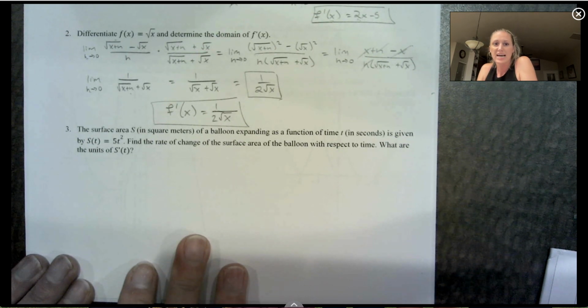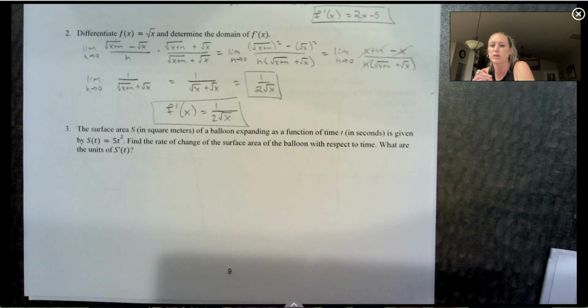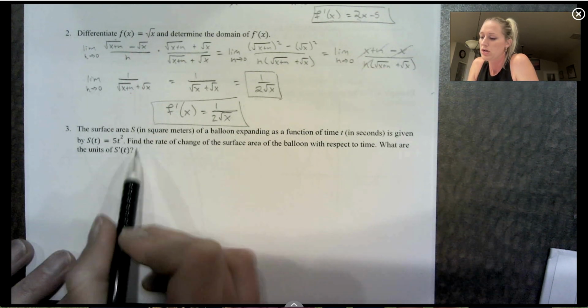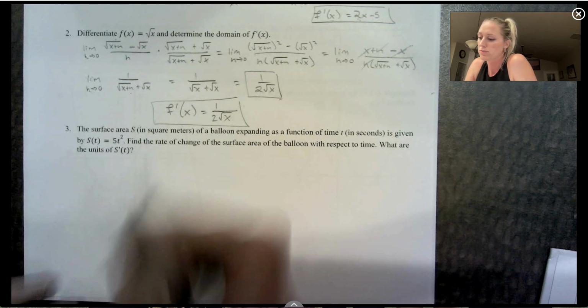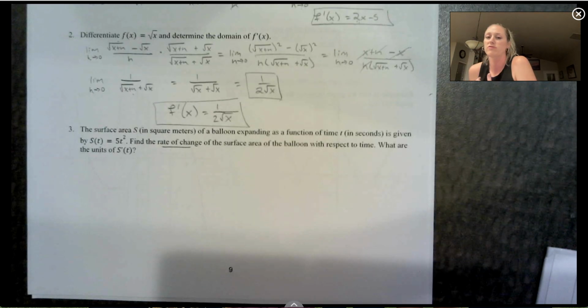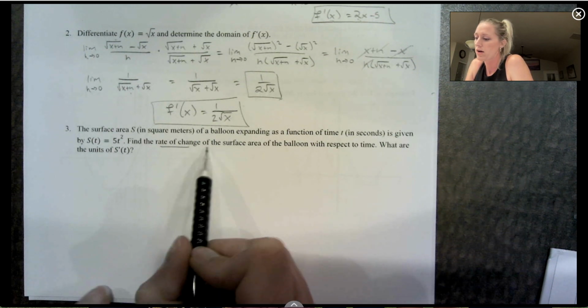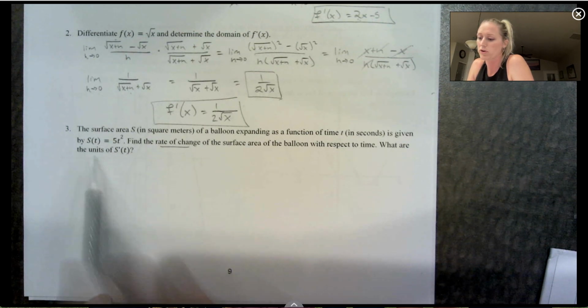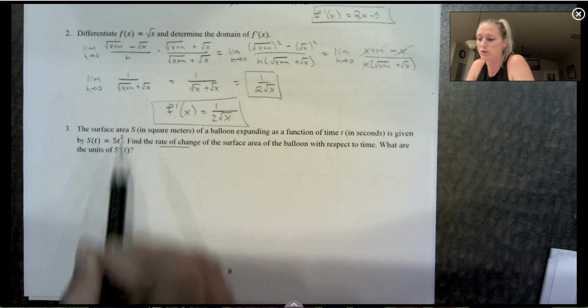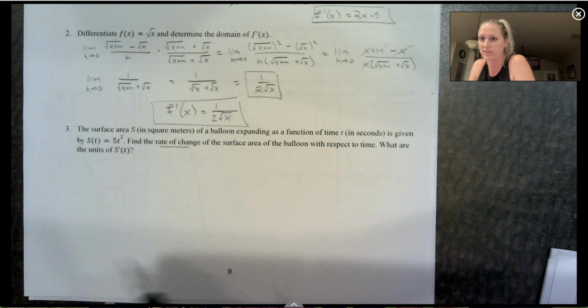The surface area S, measured in square meters, of a balloon expanding as a function of time t in seconds, is given by this equation. Write the rate of change. Remember, this is instantaneous rate of change is implied, and that means we're going to use that limit definition of a derivative. Okay, so of the surface area of the balloon with respect to time, what are our units of S prime of t? So they're asking us to find the derivative of this function.